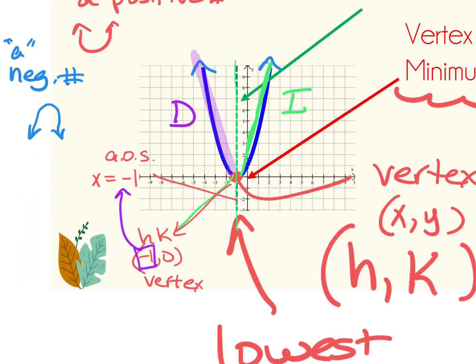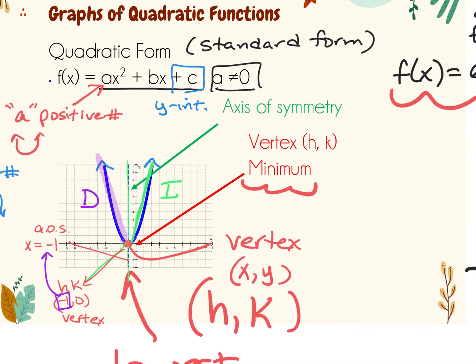So again, remember your axis of symmetry is always going to be an equation, x equals a number. You must write it as an equation. The vertex will be an ordered pair. The y-intercept will be an ordered pair, and so will the x-intercepts. So let's go ahead and follow the steps on the next slide for graphing an equation in quadratic form.